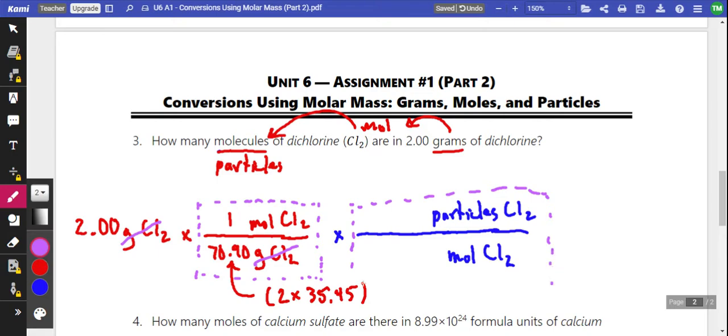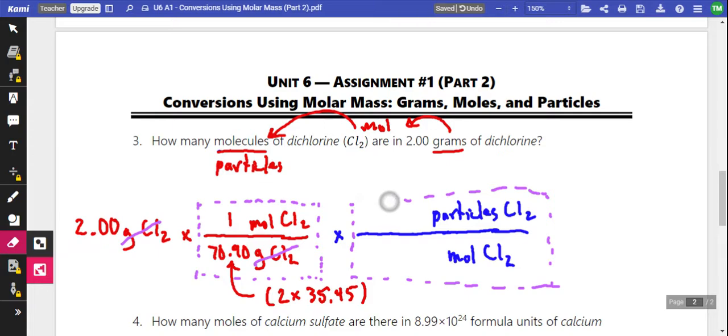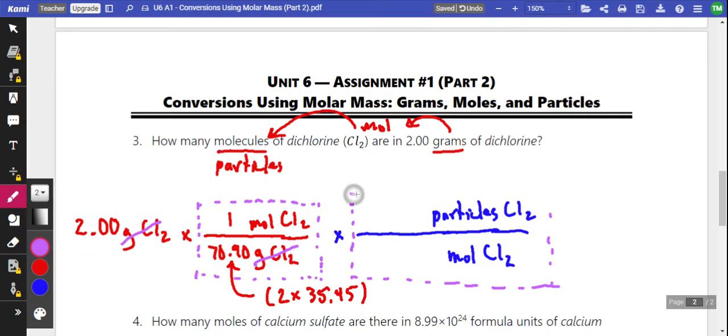Ooh, that's not a very good rectangle. Let me see if I can fix that a little bit for my sake. That's a little better.